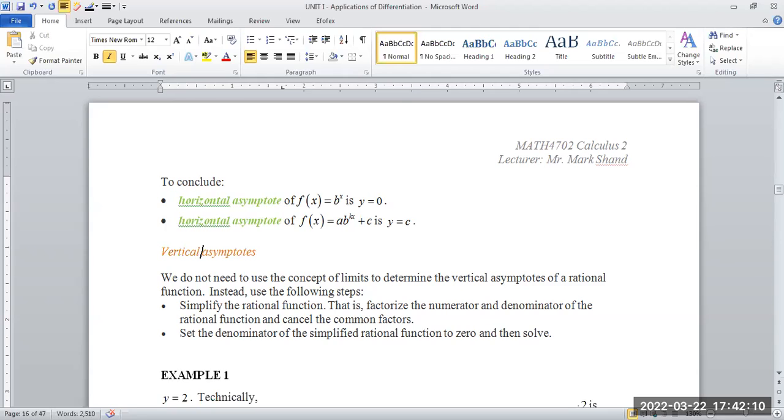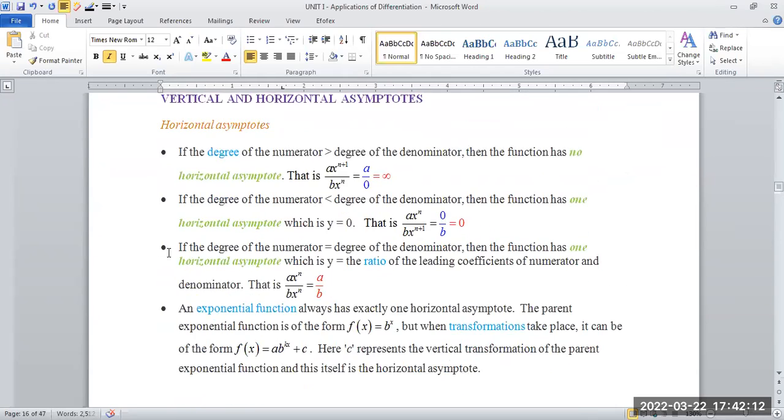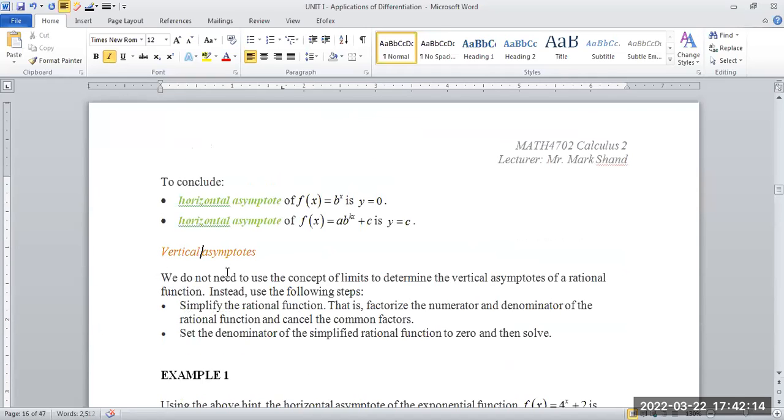V-E-R-T-I-C-A-L. Right? So for the vertical asymptote, it says we do not need to use the concept of limit to determine the vertical asymptote of a rational function. Instead, we're just going to use these two steps. Simplify the rational function, then factorize the numerator and denominator, cancel the common factors, and then set the denominator of the simplified rational function to 0.